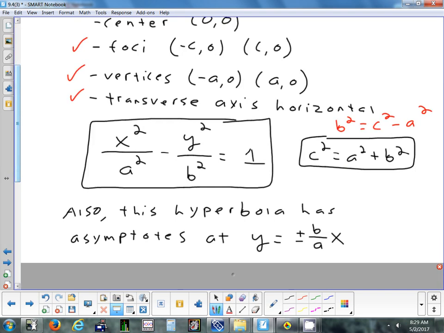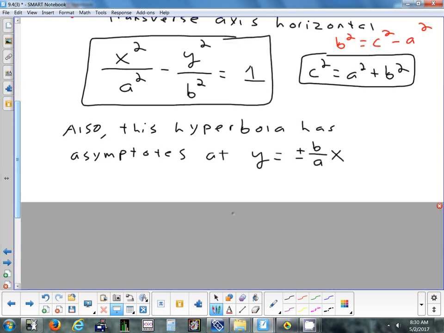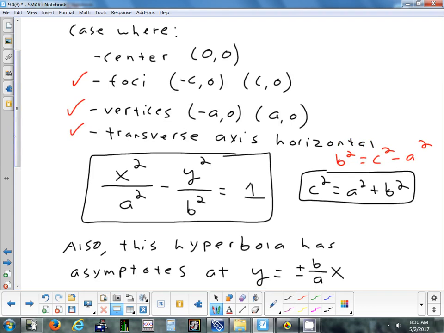And the asymptotes. The asymptotes are going to be on a slant. And if you don't shift it, the asymptotes go right through the origin. That's why there's no y-intercept here. This equation is going to be right through the origin. And the slope of the asymptotes is positive b over a and negative b over a. Those are your two slopes. So in other words, the slopes are opposites.